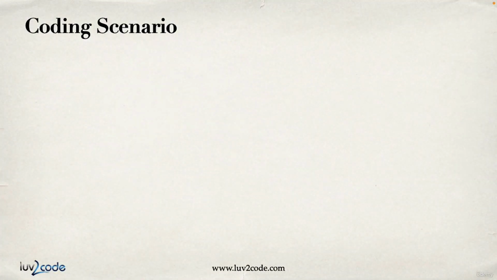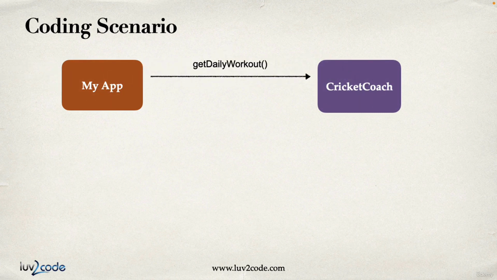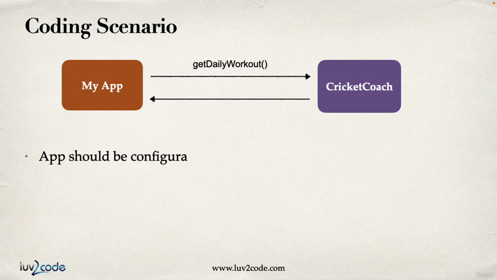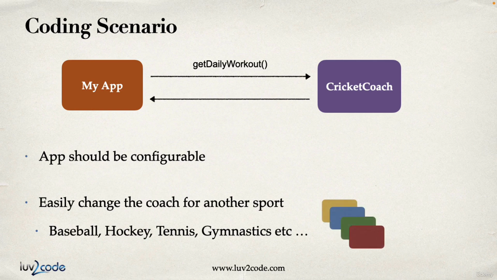Now let's look at a coding scenario. So here's our application and we have a Cricket coach. We'd like to call a method on the Cricket coach and say, hey, give me a daily workout, and then it'll give us that response. Now, this application should be configurable such that we could easily change the coach for another sport, such as baseball, hockey, tennis, gymnastics, etc. We'd like for this app to be configurable. We can easily ask a coach for a workout, and they'll give us a given response.